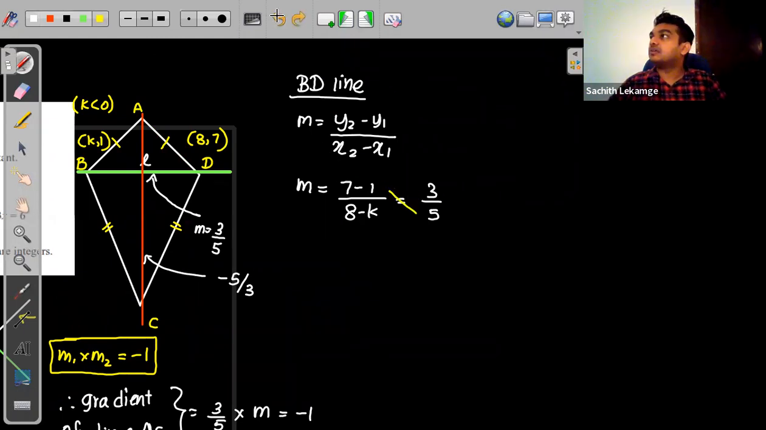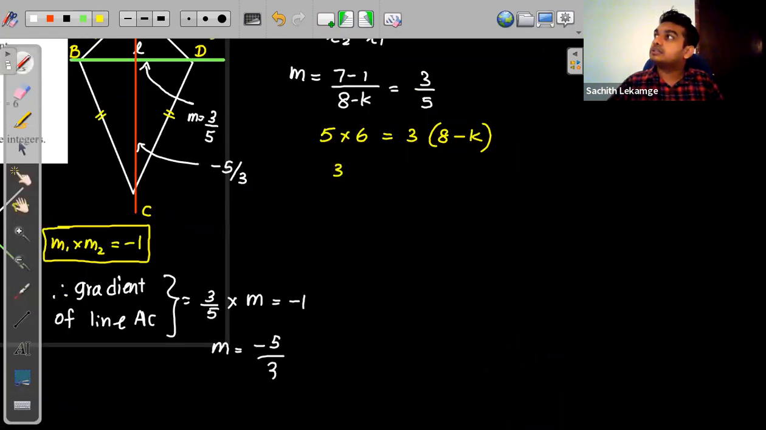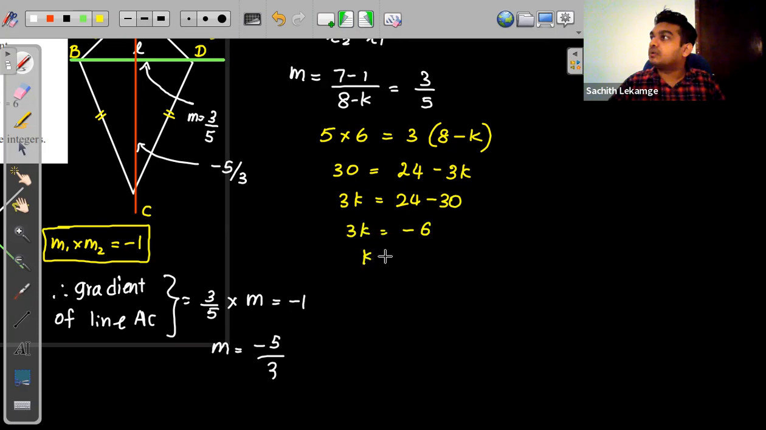Cross multiplication. So I'm getting 5 times 7 minus 1, which is 6. 5 times 6 equals 3 times 8 minus k. Got it? Then what? 30 equals 24 minus 3k. Switch them. 3k to this side, 30 to this side. 3k equals 24 minus 30, 3k equals minus 6, k equals minus 2. Okay. Are you there?